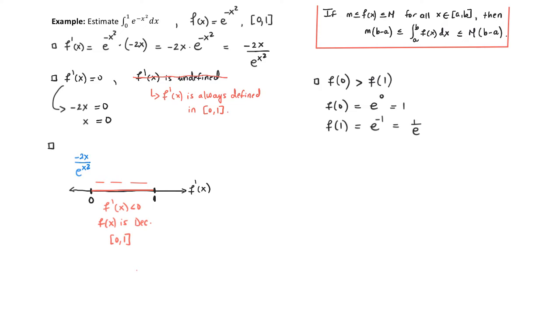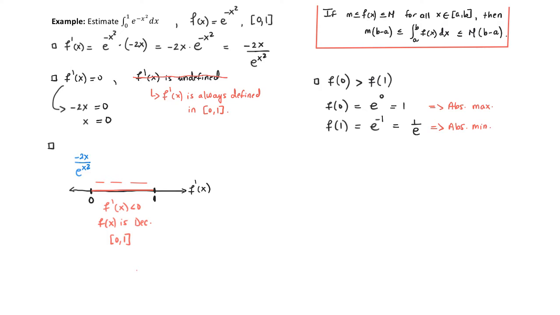So since the function is decreasing, this is telling me that 1 is going to be an absolute maximum, and 1 over e is going to be an absolute minimum in that interval. The function is decreasing in that interval. So then 1 is going to be the absolute maximum, and 1 over e is going to be the absolute minimum value.